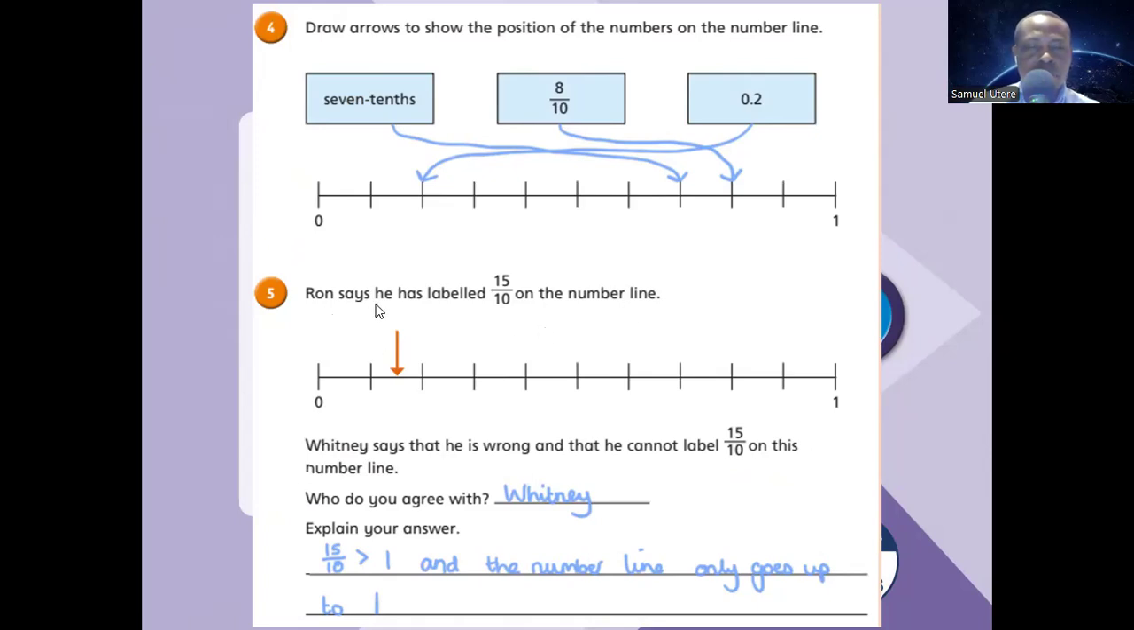Number 5, Ron says he has labeled 15/10 on the number line. Whitney says that he's wrong and that he cannot label 15/10 on this number line. Who do you agree with? Of course, we agree with Whitney because 15/10 is actually greater than 1, and we know our number line is between 0 and 1. So, Ron is wrong.